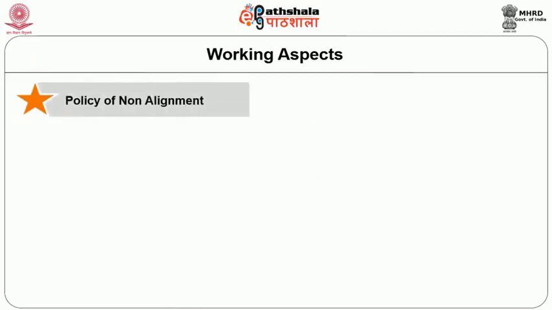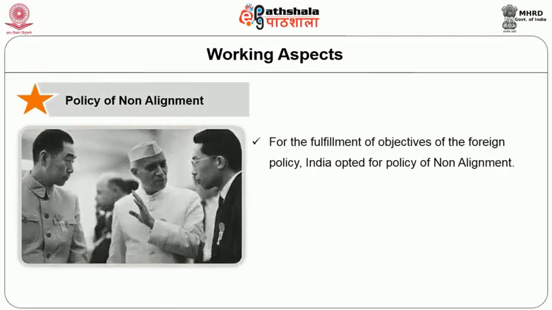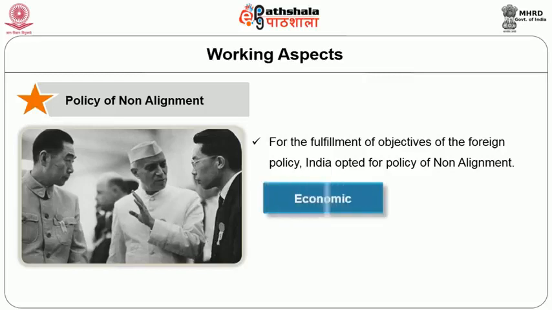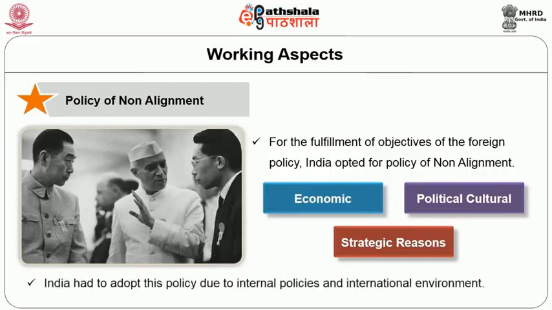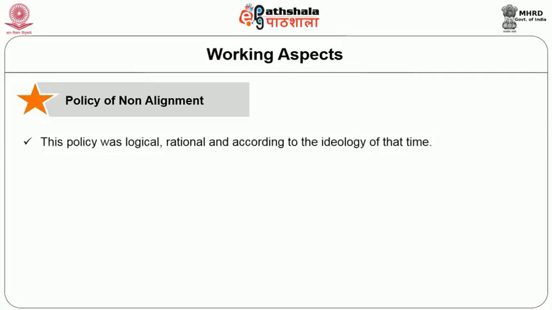Policy of non-alignment. For the fulfillment of objectives of the foreign policy, India opted for the policy of non-alignment. This policy was adopted due to many economic, political, cultural and strategic reasons. India had to adopt this policy due to internal policies and the international environment. This policy was logical, rational, and according to the ideology of that time.